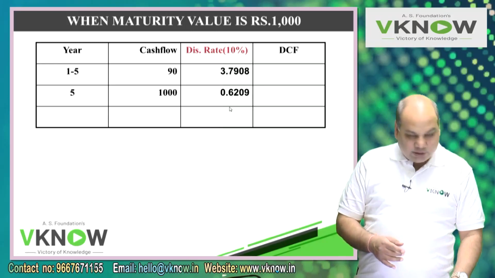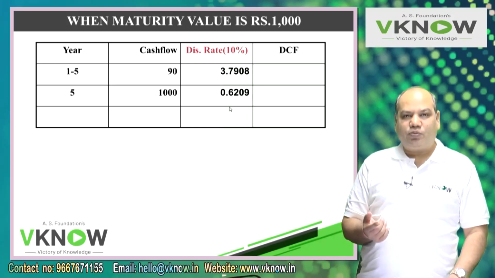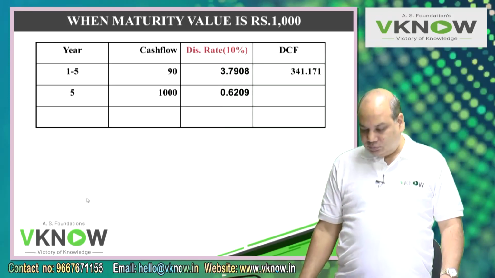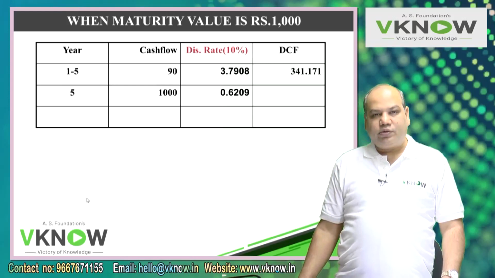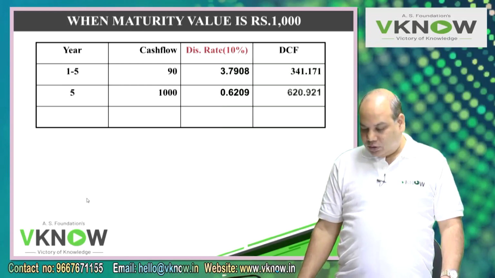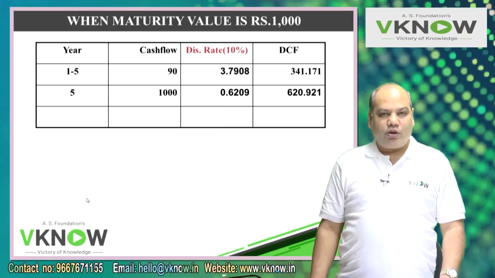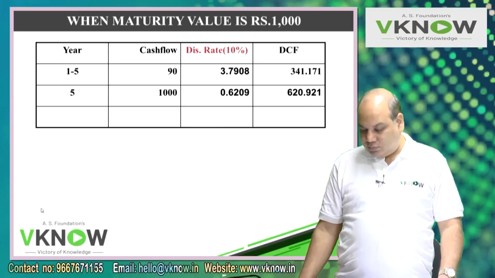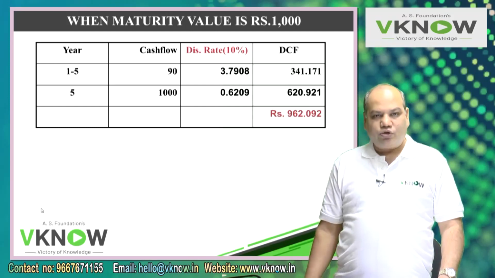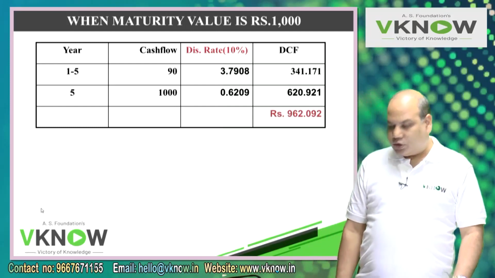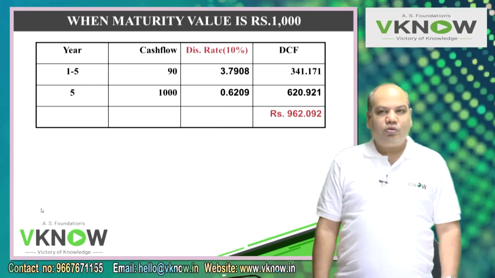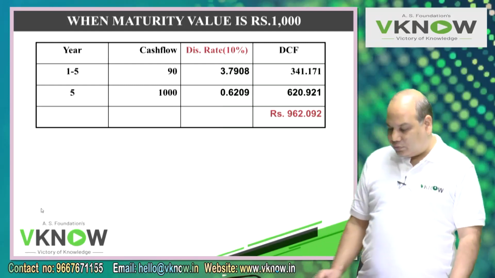Now go to the DCF column, which means discounted cash flow. 90 into 3.7908, 341.171. 1000 into 0.6209, 620.921. Take the total of the last column, 962.092. Is it right? Now wait.